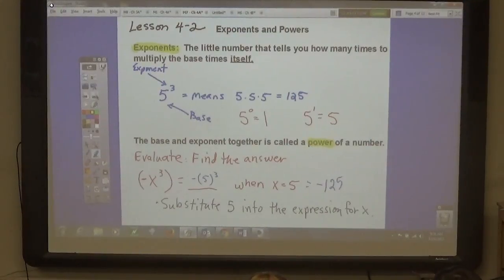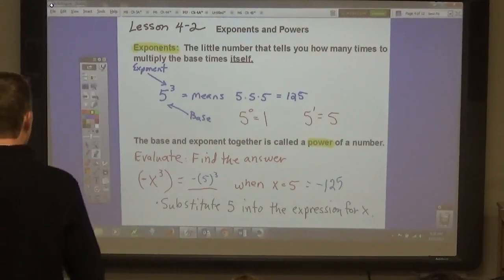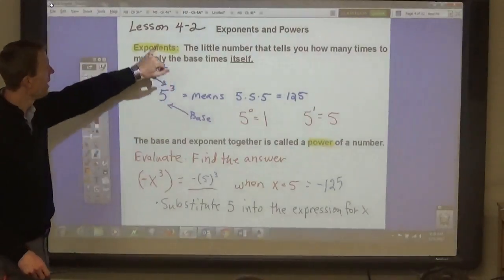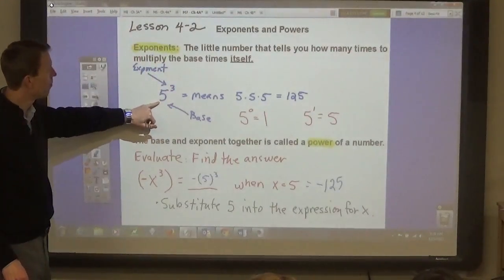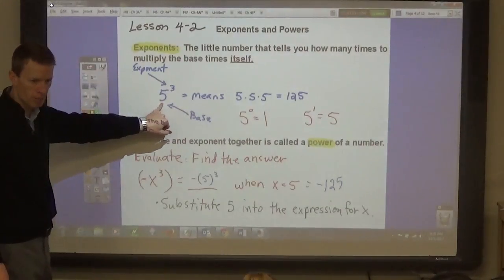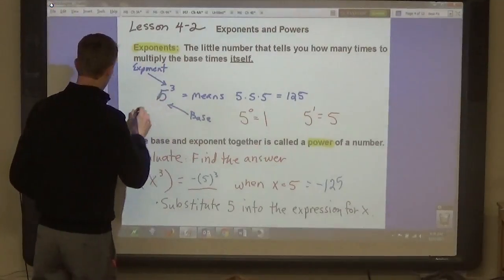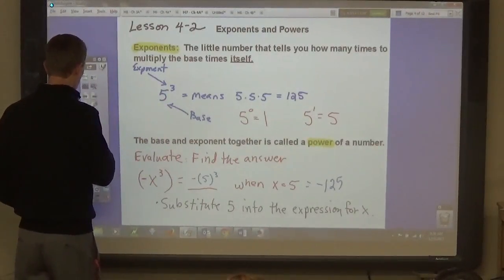Okay, so 7th graders, an exponent refers to the little number, and the base of a power is the big number, okay? The whole thing is called a power, okay?